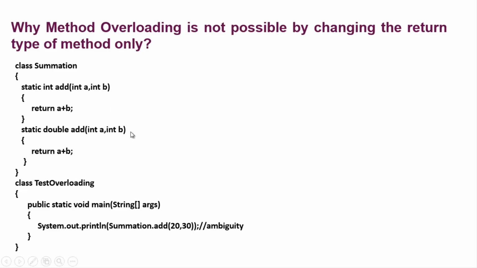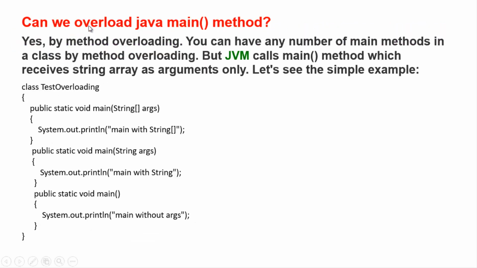Now this question will be there in your interview maybe, and this kind of question is very much asked in the interview. There is another question that will be asked in that interview, so I'll give that. So can we overload Java main methods? Okay, Java main method, but yes, by method overloading you can have any number of main methods in a class by method overloading, but JVM calls the main method which receives string array as an argument.